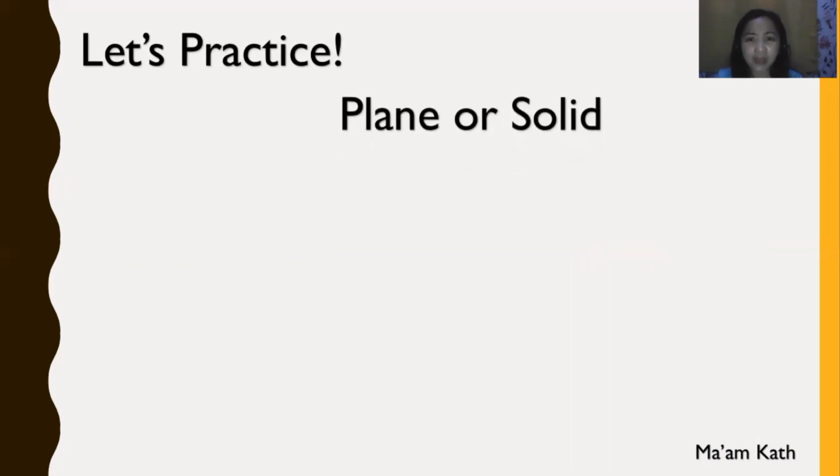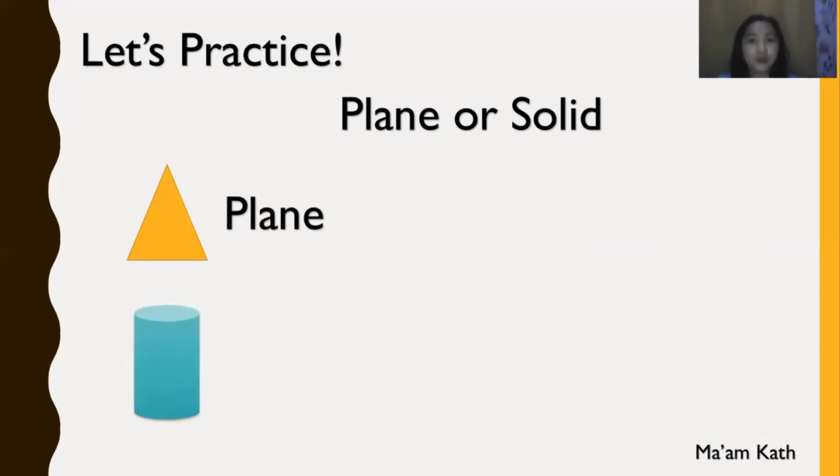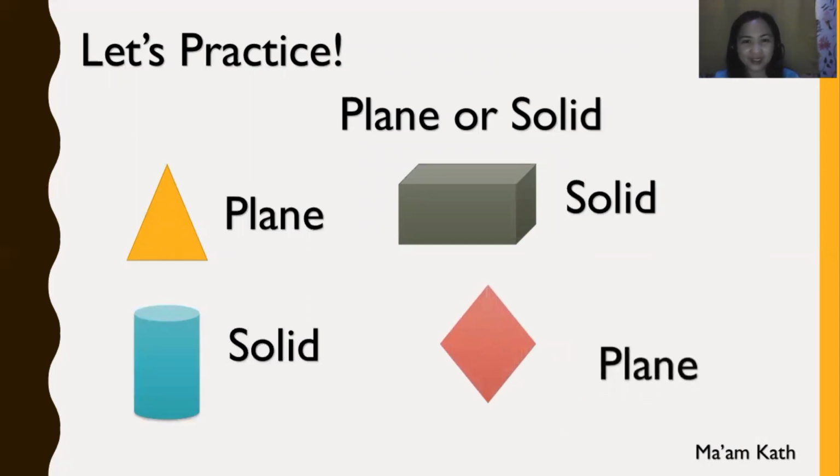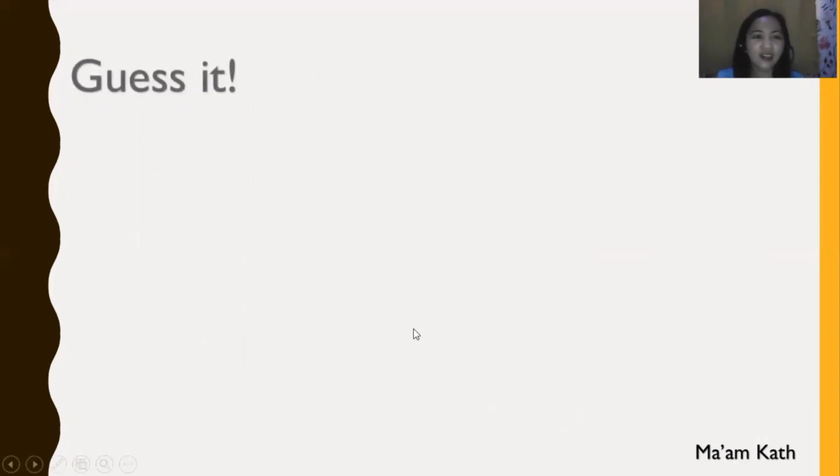Let's have an activity. Let's practice what you have learned. Let's play plane or solid. Let's identify the figure if it is a plane or a solid figure. So this one is a plane figure. It is a triangle. When we say plane figure, it has only length and width. And this one is what we call a solid figure. It is a cylinder. And this one is a solid figure. It is a rectangular prism. And this one is a plane figure. All right, good job.